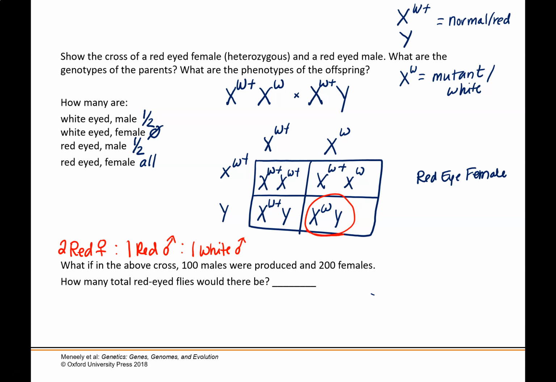All right, so in a cross between fruit flies, we are not going to get four offspring. We are going to get many, many offspring. So in the cross above, 100 males are produced and 200 females. How many total red-eyed flies will there be? So, all of the females are going to be red-eyed, and half of the males are going to be red-eyed. So, all the females, half the males. So, 250 flies will be red-eyed.